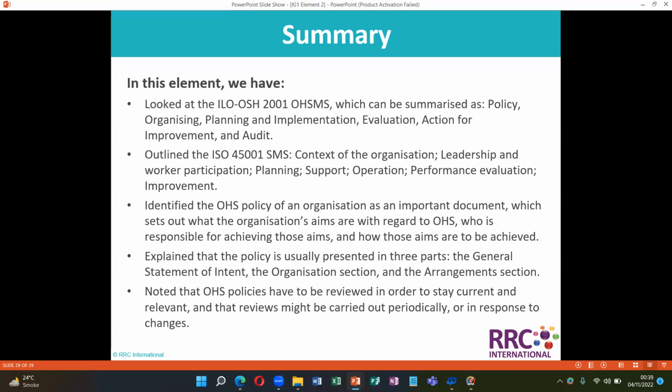Noted that occupational health and safety policies have to be reviewed in order to stay current and relevant, and that reviews might be carried out periodically or in response to change.